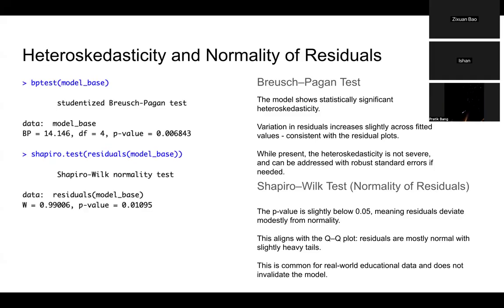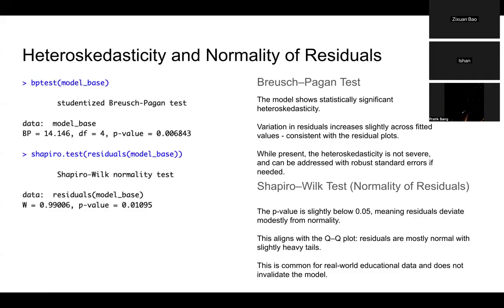Here we can see that the Breusch-Pagan test shows that the p-value is significant, which means that our model does have some heteroscedasticity, which means that the variance of residuals increases slightly as fitted values increase. This matches what we saw earlier in the residual plots.